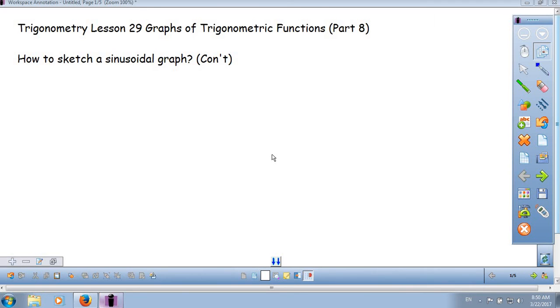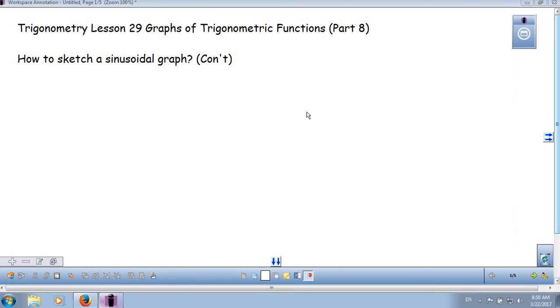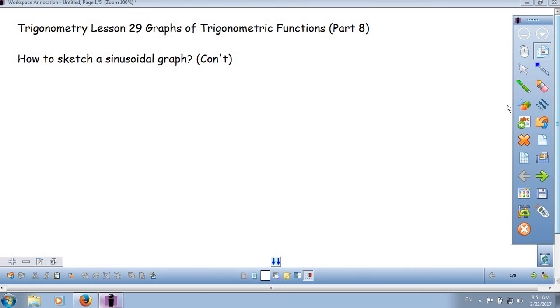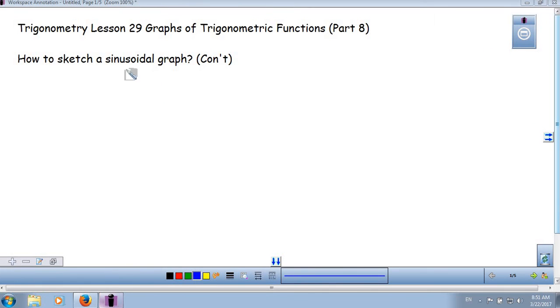We're here in our trigonometry lesson. Today we're on trigonometry lesson 29. We have been talking about graphs of trigonometry functions, how to sketch sinusoidal graphs. Last time we have done several examples. Today we're going to continue, just as a point of review. Let's do one more example.